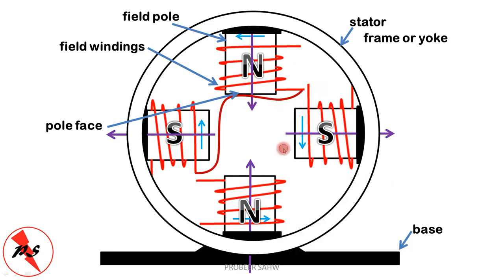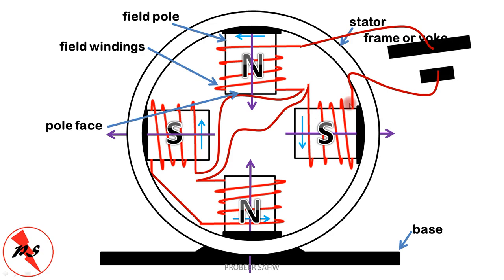Now all these windings are connected and powered by a single DC source. So we can see all the windings are connected to each other and then powered by a single DC source, which is also known as the DC excitation system. So this is how we create field poles or electromagnets.